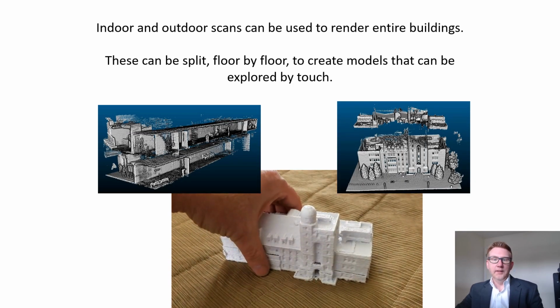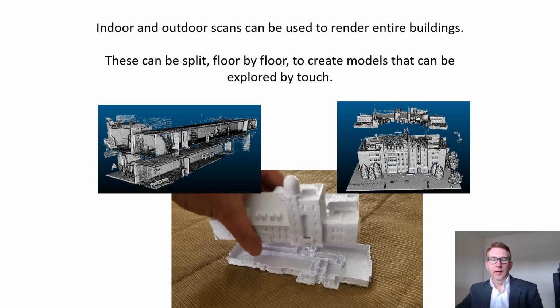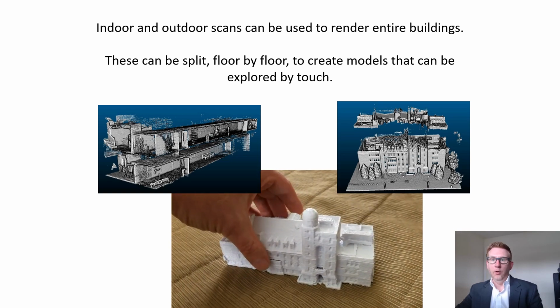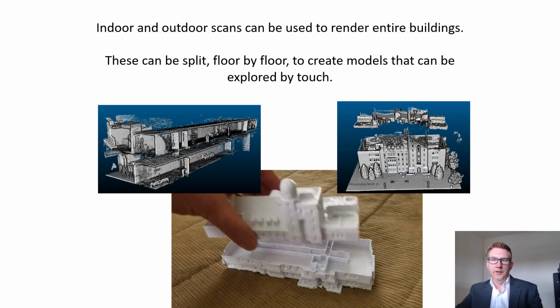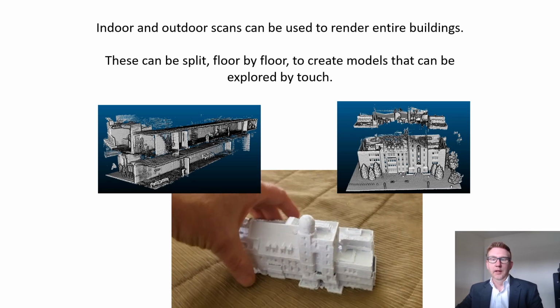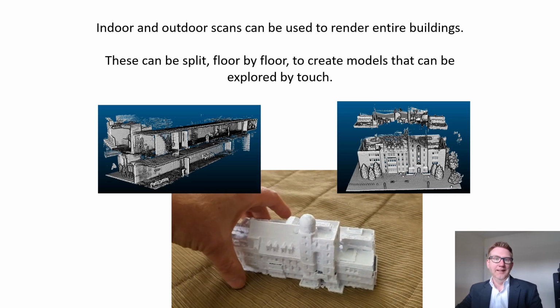One of the ways in which I've been working on this kind of thing is to take indoor and outdoor LiDAR scans and photogrammetric scans to render entire buildings. So not just the exterior spaces, but the interior spaces as well. And the idea is that you can print these out floor by floor and have a complete rendering of a building. And that can be useful for all kinds of planning. But again, I'm very much geared towards making these things useful for people with visual impairments.